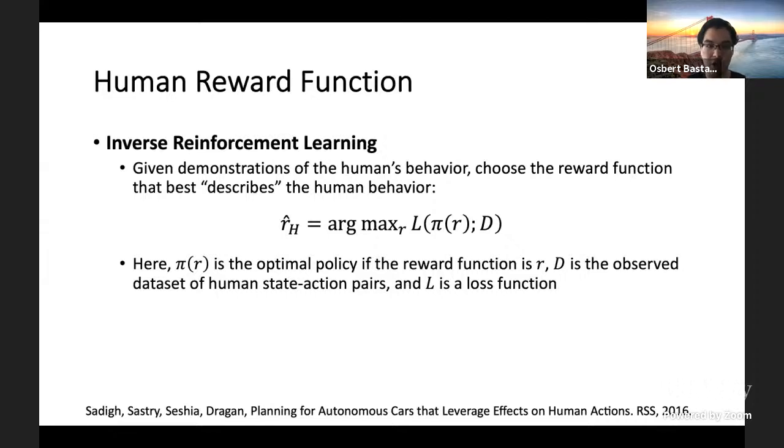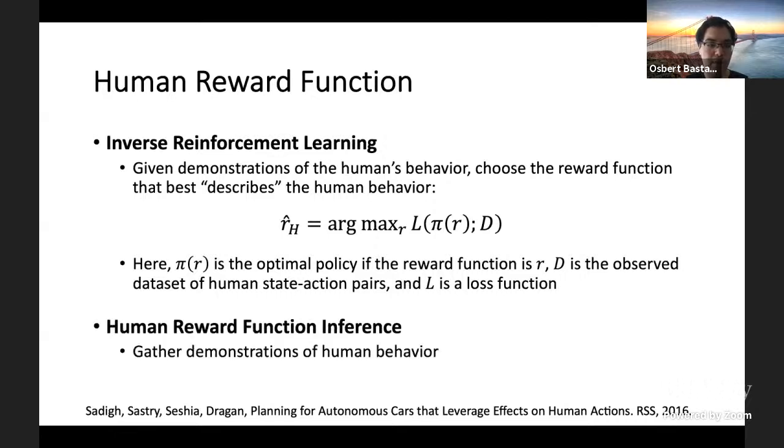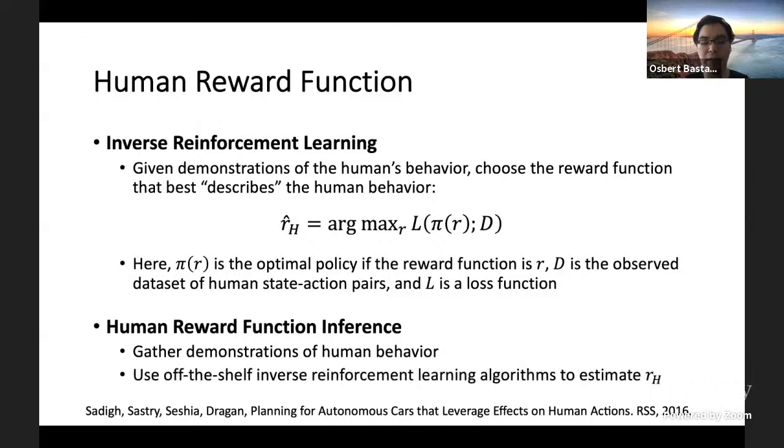So there are various instantiations of inverse reinforcement learning depending on the structure of your loss function, the policy class, and the structure of the MDP. I'm not going to go into details, but at a high level, as you can see, this objective is trying to select the reward function such that the state action distribution of pi of R most closely matches the observed state action pairs D. So in this paper, they propose to gather demonstrations of human behavior and then use off-the-shelf inverse reinforcement learning algorithms to estimate the human reward function.